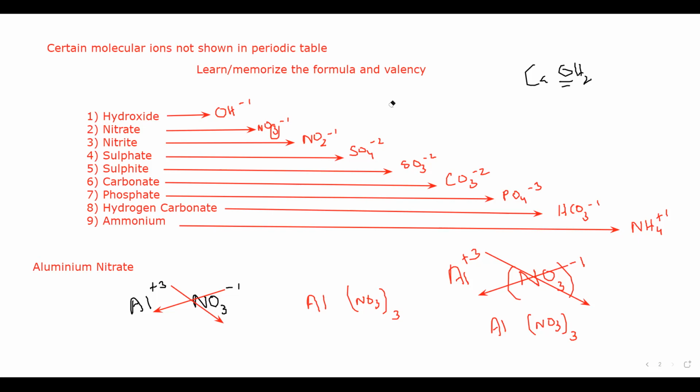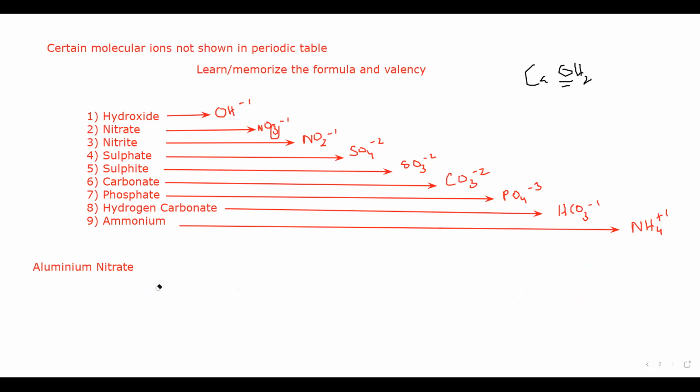In the same way, we can write a chemical formula for different compounds as we did now for aluminum nitrate. Another example. It's very important that you memorize the charges. If I want to write a chemical formula for calcium sulfate, first I have to check calcium using the periodic table. Calcium belongs to group 2, so its charge will be +2. And sulfate is SO4, as you can see in this table, with a charge of -2.